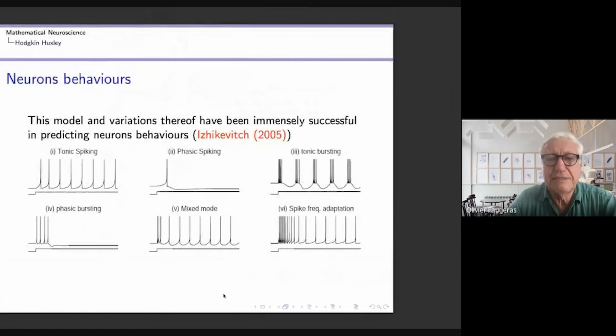As I said, the model is very powerful because it can describe many different neuronal behaviors, which you can find, among other places, in the beautiful book by Izhikevich. You can have these trains of spikes corresponding to a periodic solution of the equations. Then you have tonic bursting, and spike frequency adaptation. There's a lot more, maybe dozens of behaviors, which can all be reproduced by the equations, the Hodgkin-Huxley equations, or some of their modifications.